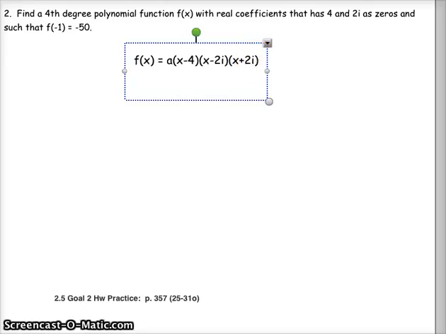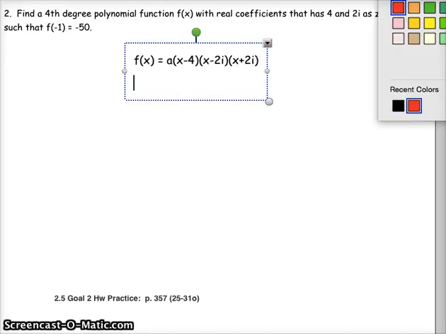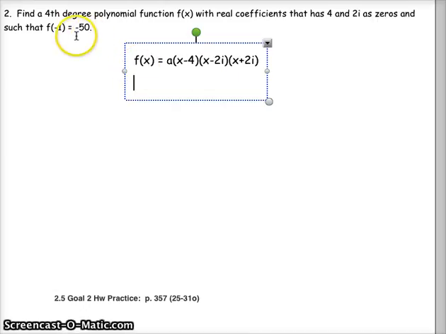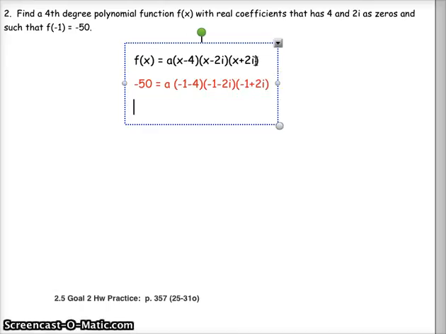In the place of f of x, I will replace f of x with -50, which is my y value, and that's equal to a times, in the place of x, we'll replace that with -1. So -1 minus 4 times -1 minus 2i times -1 plus 2i. Let's go back and do the algebra here. -50 is equal to a.